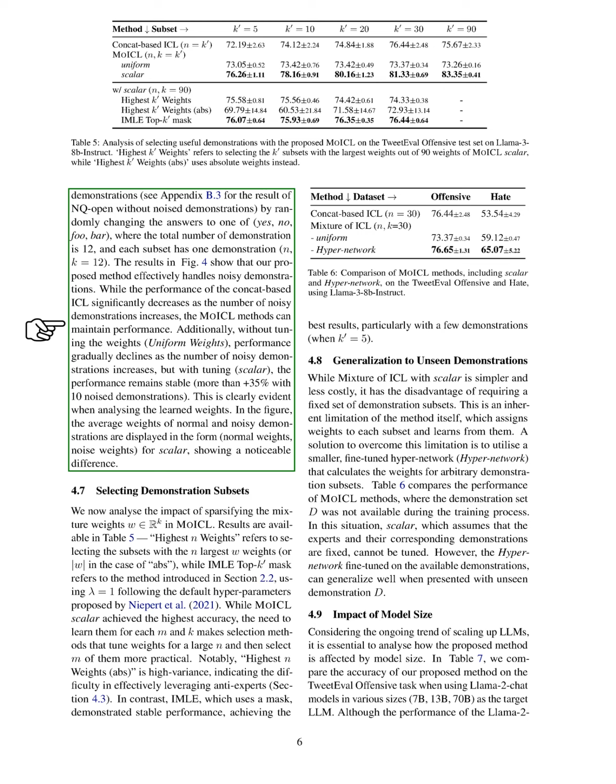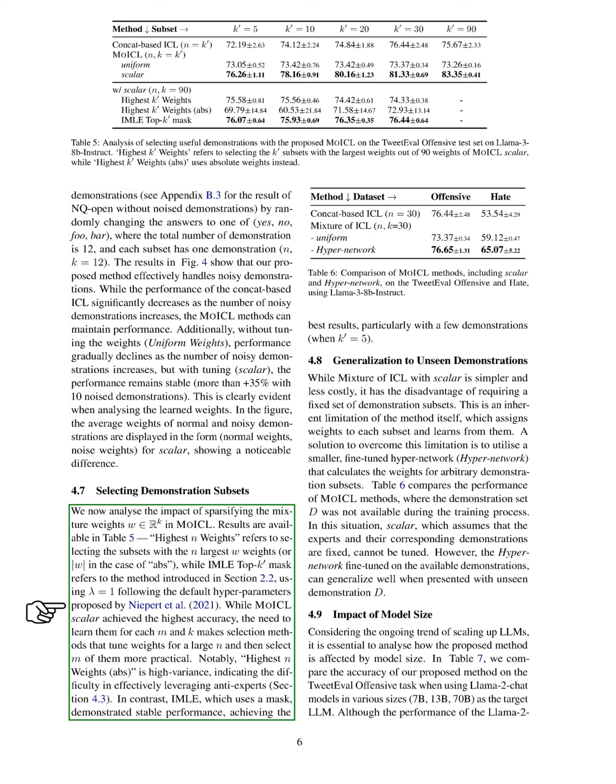While the performance of the concat-based ICL drops significantly with more noisy demonstrations, the MOICL methods maintain their performance. When we do not adjust the weights, performance declines as noise increases, but with tuning, it remains stable, showing over a 35% improvement with 10 noisy demonstrations. This is evident in the learned weights, where we see a clear distinction between normal and noisy demonstration weights.